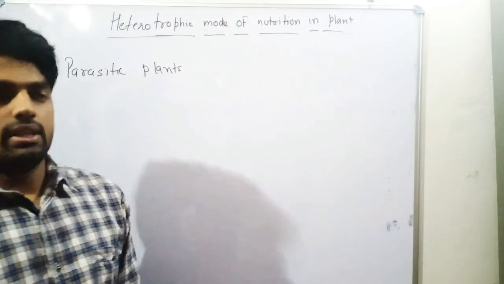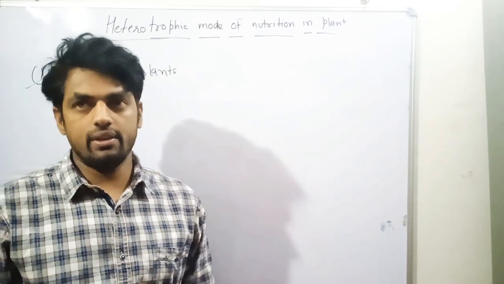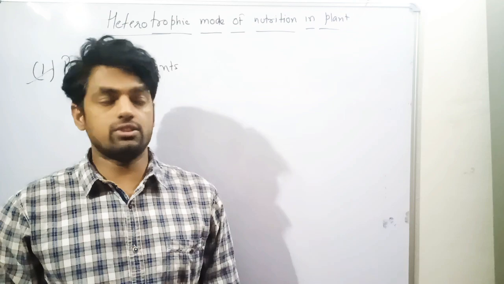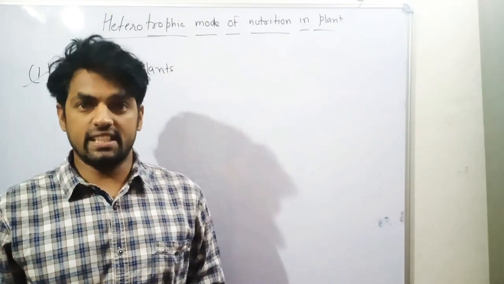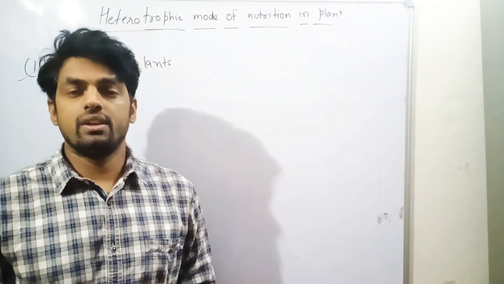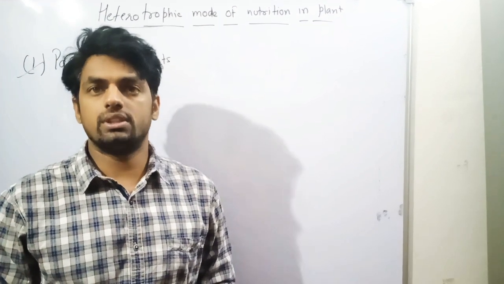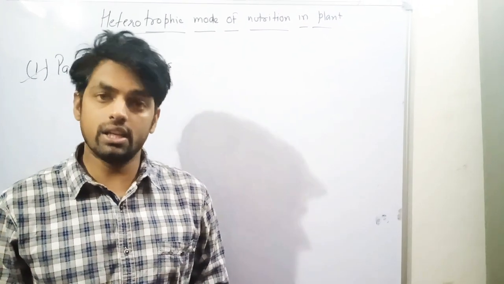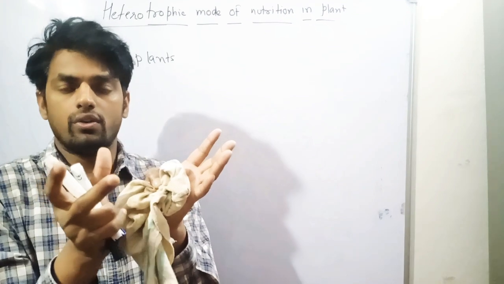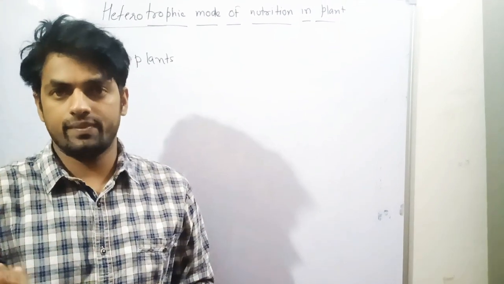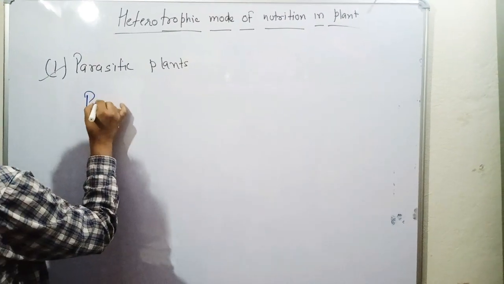Okay, what is a parasitic plant and how do they get their food? We are discussing parasitic plants. First, what is a parasite? These are non-green plants. They get their nutrition from other plants. They get the ready-made food from the other plant. Then first we will define parasite.